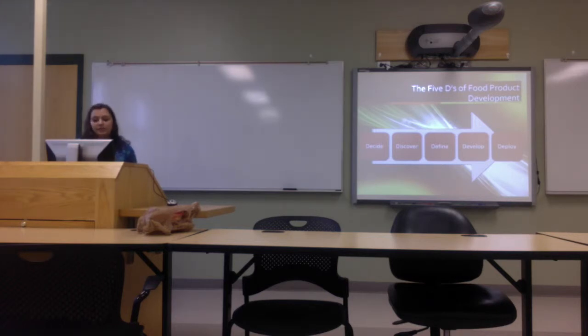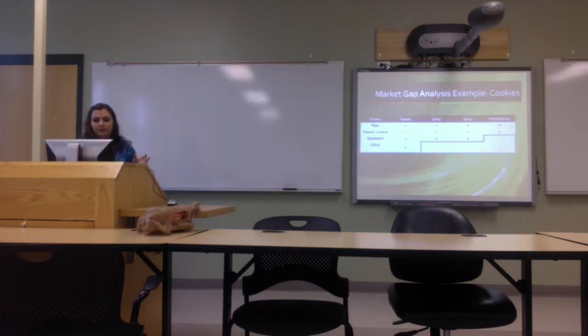The first thing that you want to start off doing is looking at what's in the market currently. This is an example using cookies. I know it's kind of strange, but basically you create a table for yourself and you look at what already exists. As an example, there are cookies that are sweet and sandwich. That's like an Oreo would be an example of that. So you try to look for places in the market where something doesn't already exist, and we call that a market gap.